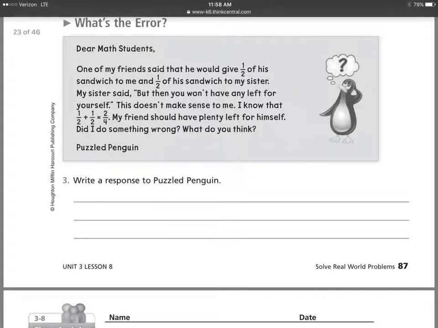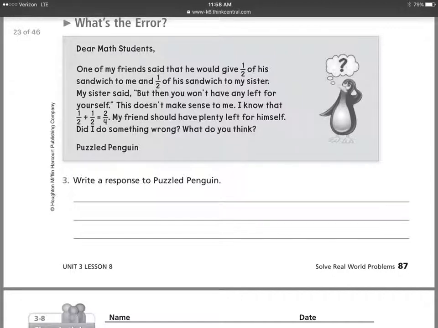Next section of this page is Puzzle Penguin. Please read the Puzzle Penguin to yourself and I'll read it with you. One of my friends said that he would give half of his sandwich to me and half of his sandwich to my sister. My sister said, "But then you won't have anything left for yourself." This doesn't make sense to me. I know that half plus a half equals 2/4. My friend should have plenty left for himself. Did I do something wrong?